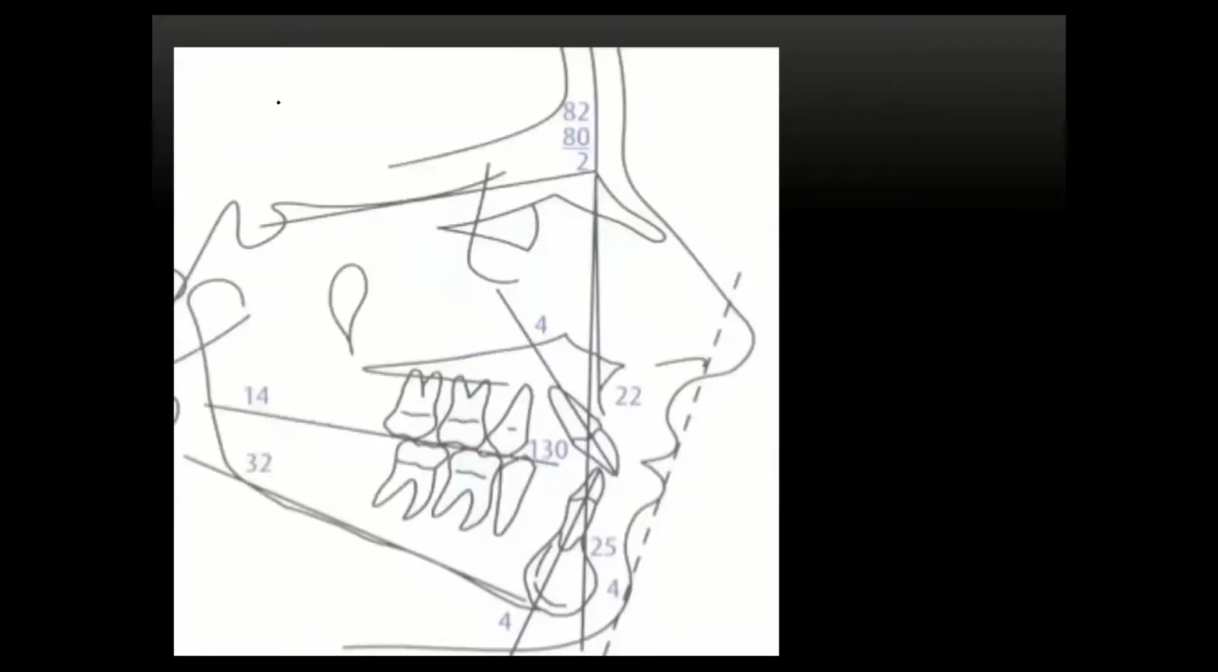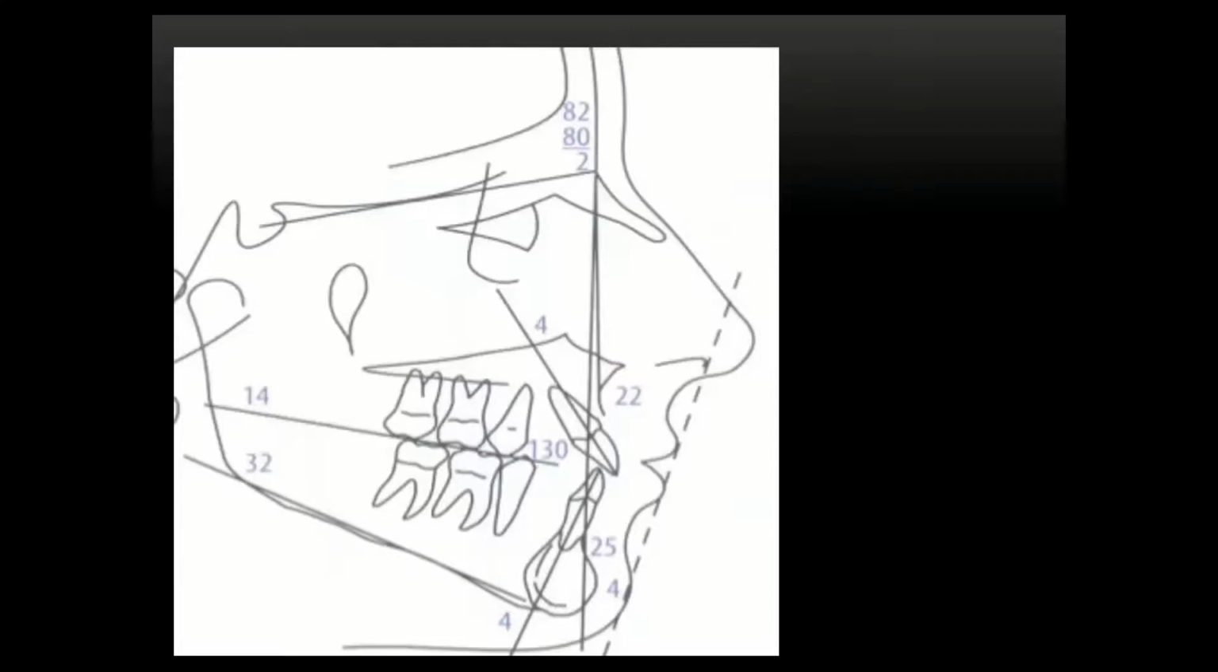The next analysis we're going to discuss is Steiner's analysis. The last measurement was A-Pog to upper incisors, which is a millimeter measurement, not an angle. Y-axis is called the growth axis.